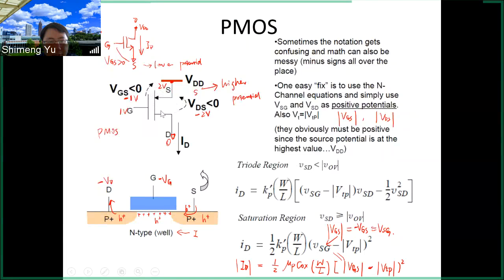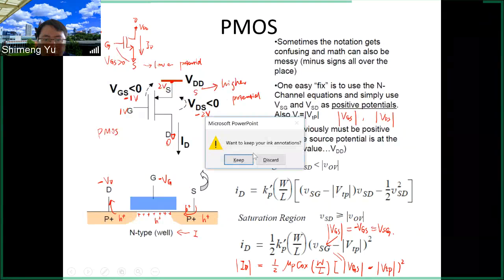So for example, in this case, we have this VGS of -1 volt. Then we are going to use 1 volt in the current equation here. And then the threshold voltage for the PMOS is also negative. For example, it's -0.5 volts. Then we take the absolute value. Then this should be 0.5. So it's 1 minus 0.5, and then squared. Then you can calculate the PMOS current. So if you use this rule, this absolute value rule, then the PMOS will be the same as NMOS. Okay, any questions?